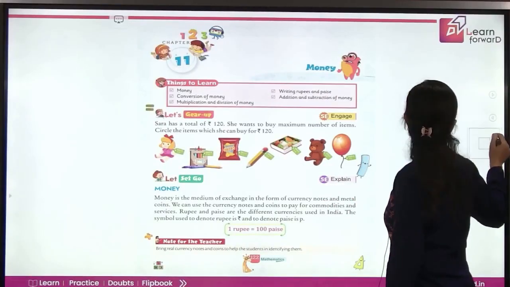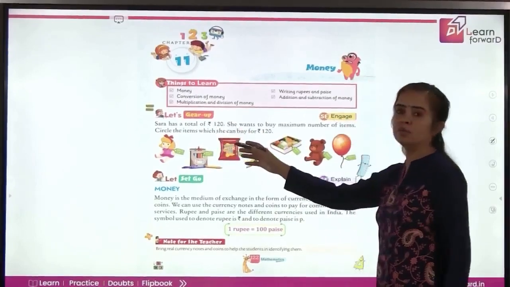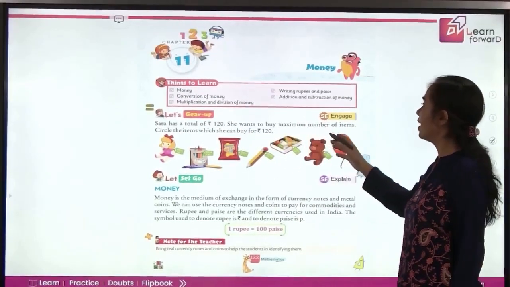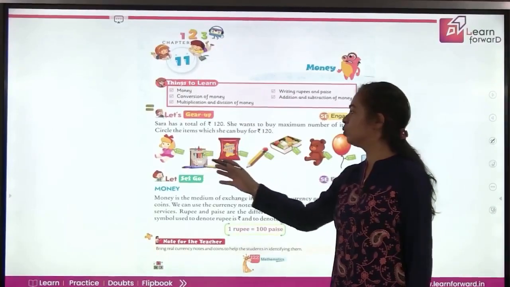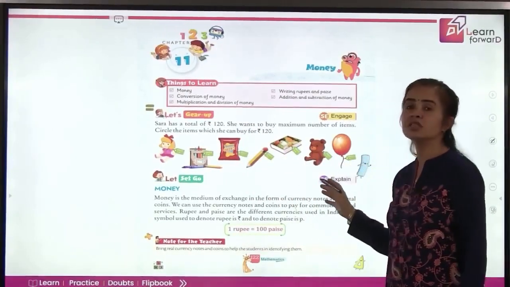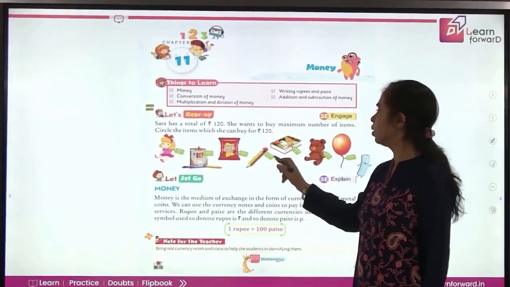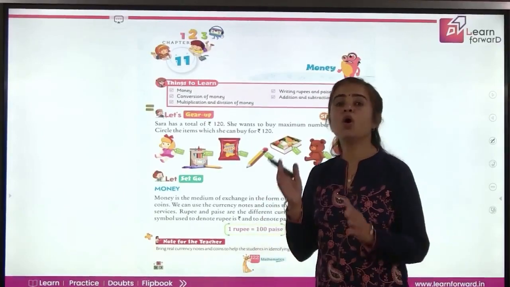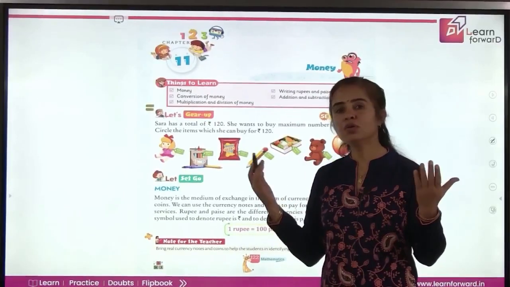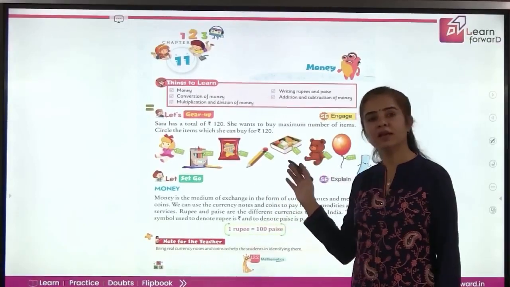What do we have here in your gear up exercise? Sarah has a total of rupees 120. She wants to buy the maximum number of items. So with just 120 rupees, what is the maximum number of things she can buy? Just find out the price written here on the tags and how they total up to 120 or an amount less than it. So find out the maximum things that you can buy.